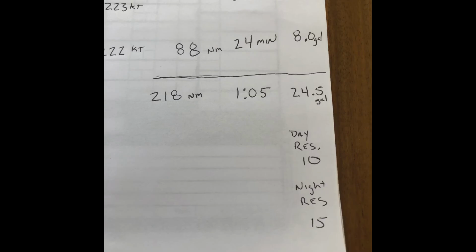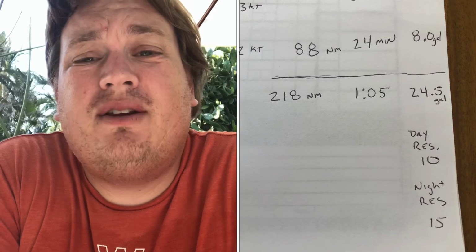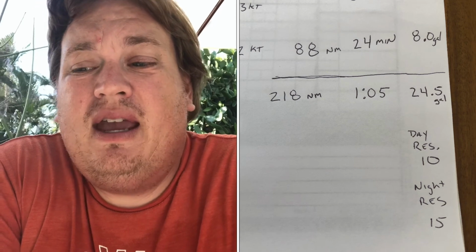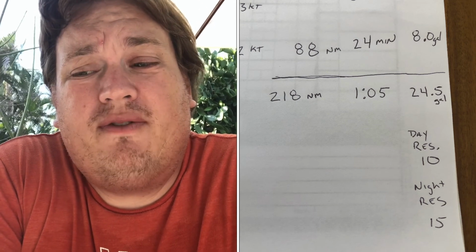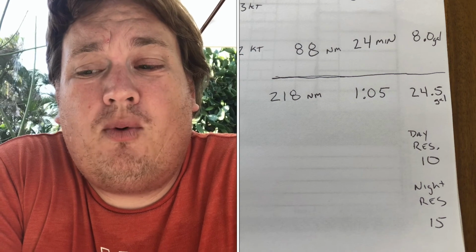So now we have our flight log complete. We could add our columns, and we would see that we are going to travel 218 nautical miles. It is going to take us 1 hour and 5 minutes. And we need 24.5 gallons, plus 10 gallons, of course, for a day VFR reserve, 30 minutes.